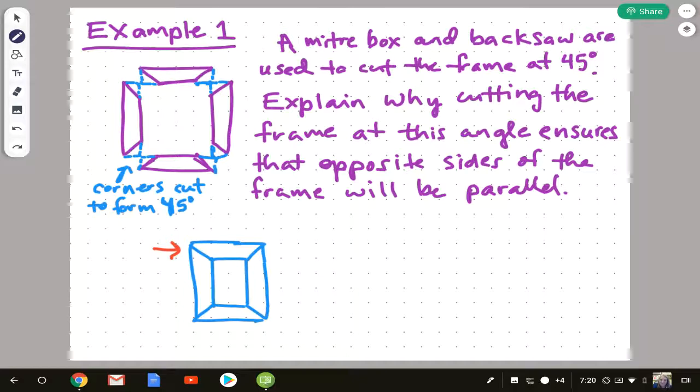If I had something like a 45-degree angle and a 35-degree angle, when I tried to put them together, I wouldn't be getting a 90-degree angle at the corner like I am here.